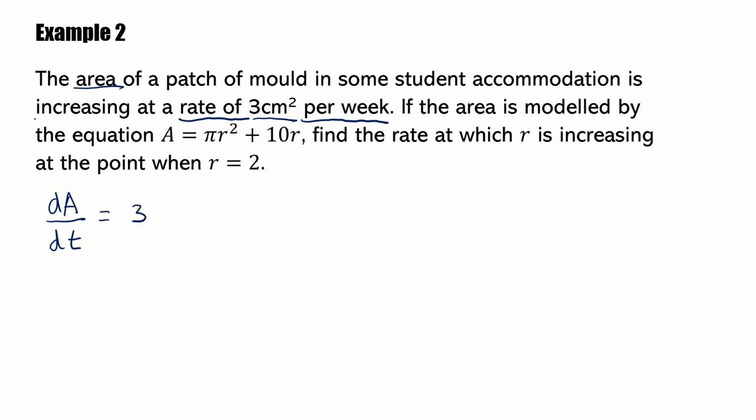The other important point is that it's increasing at a rate of 3, so that's why it's dA over dt equals positive 3. Okay, we want to find the rate at which r is increasing. So that means, and again, doesn't say with respect to, so that means we want dr over dt.